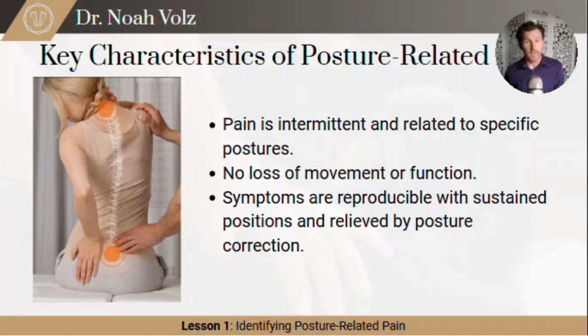So let's just recap these key characteristics of posture-related pain. The pain is intermittent. It's related to a specific posture. There is no loss of movement or function. The symptoms are reproducible with a sustained slumped position, and it's relieved when you get out of that position or you overcorrect into a position that's not poor posture.